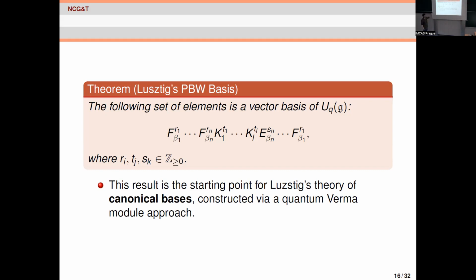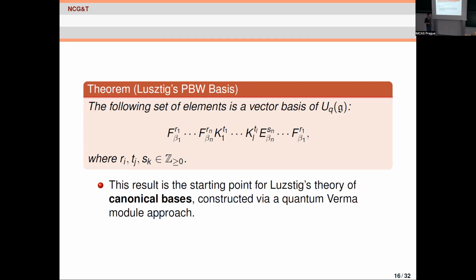So what Lusztig wanted was an analog or a generalization of this PBW basis for the quantum setting so that you have a similar tool in the quantum setting. And it turns out that his intuition about using the braid group to define the root vectors was correct because you have the PBW basis. And this went on to have huge implications.